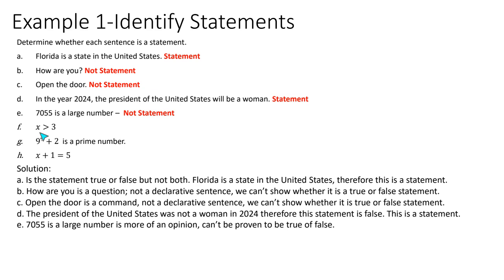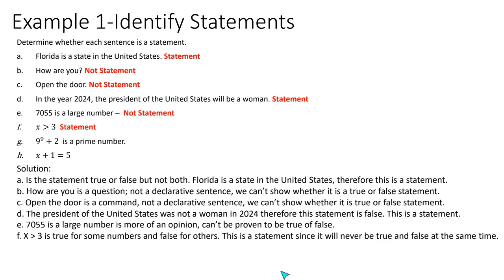For the next one, x is greater than 3. Well, what happens here if x is -1? Okay, so if x is -1, is -1 greater than 3? That's a false statement, right? But what if x is 4? 4 is greater than 3? That's a true statement. So I can either say that it's true or that it's false based on the value of x, but at no time will it be both. So this is still going to be a statement because it will never be both at the same time.